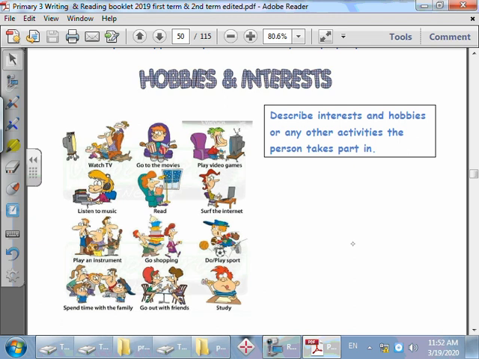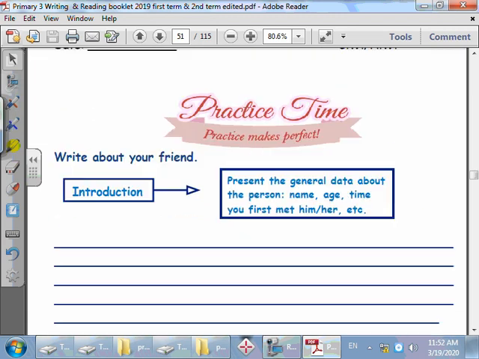Okay? Now, when you talk about hobbies and interests, for example, watching TV, it's an interest. Go to the movies, interest. Play video games, listen to music, read, surf the internet, like searching the internet. Okay? Go out with your friends. And of course, the hobbies, like the sport that you like to play. For example, my hobby is swimming. My hobby is playing tennis. Whatever your hobby is. The sky is your limit, as I always say in writing.